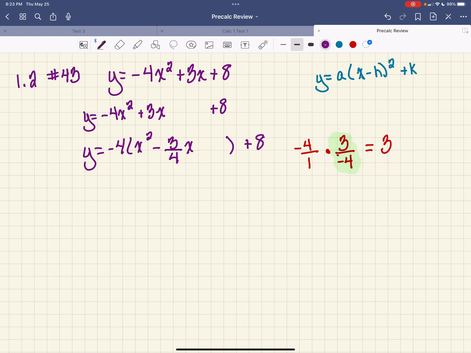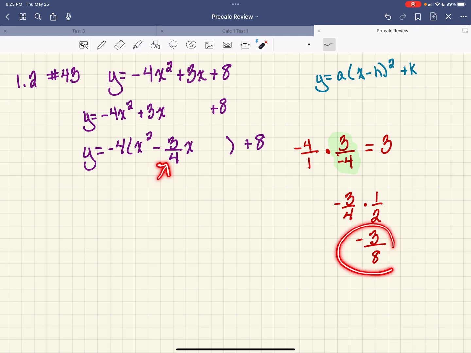Okay, now I'm going to take half of negative 3/4 and square it. So over here I've got negative 3/4, and I need half of that. So I'm going to multiply it times 1/2. So that's going to give me negative 3/8. Okay, so I've taken half of negative 3/4, and now I'm going to square it. And so when I square that, I get positive 9 over 64. And that's what's going to go right here.